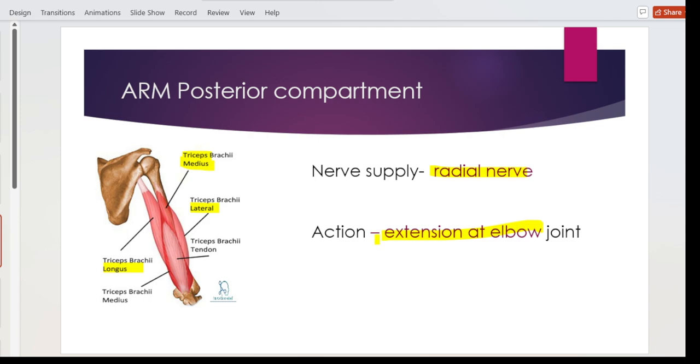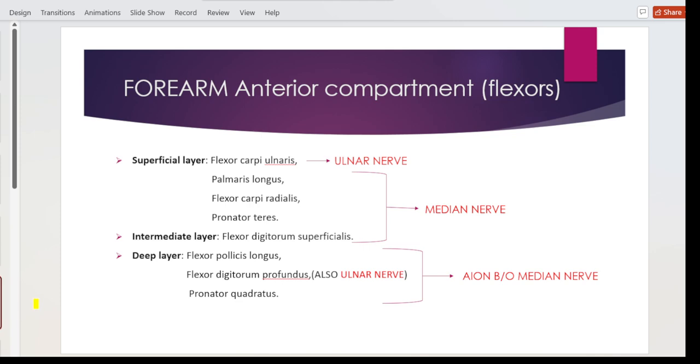Okay, anterior compartment muscles, flexion at the elbow joint and adduction at the shoulder. And posterior compartment muscle, extension at the elbow joint. Complete. Now let's move towards the forearm. Forearm, anterior compartment. These all are flexors. Okay. Forearm anterior compartment has three layers: superficial, intermediate, deep. Okay. So, first of all, superficial layer contains four muscles: flexor carpi ulnaris, palmaris longus, flexor carpi radialis, and pronator teres. Okay.